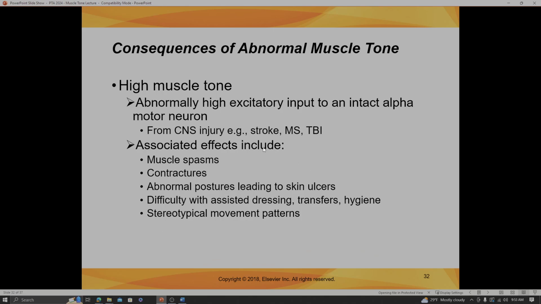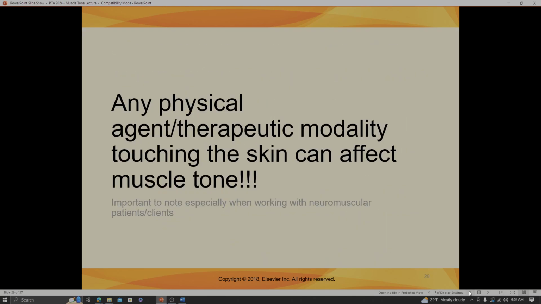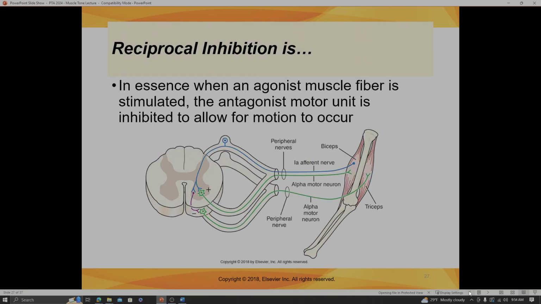Here, understand that these are the associated effects, and these are how high muscle tone may present. So know what causes high muscle tone, where it can be caused in the brain or the spinal cord, mostly in the brain, and how it presents and what it looks like and how we address it. The same thing for low muscle tone. All right, these are the examples.